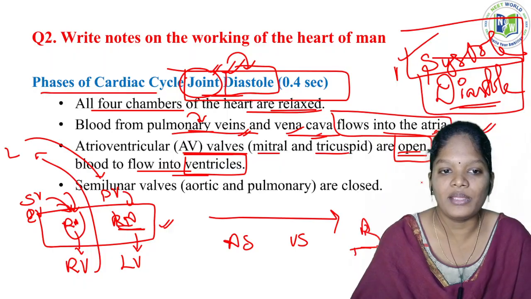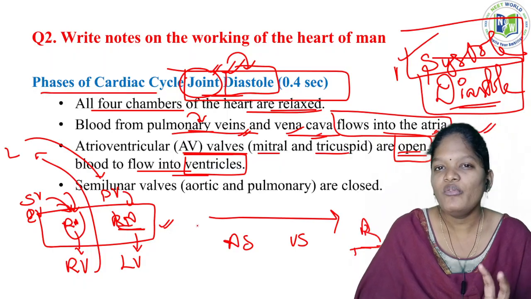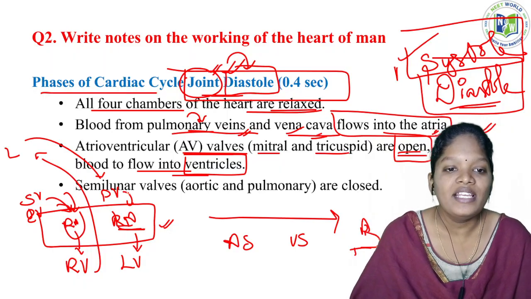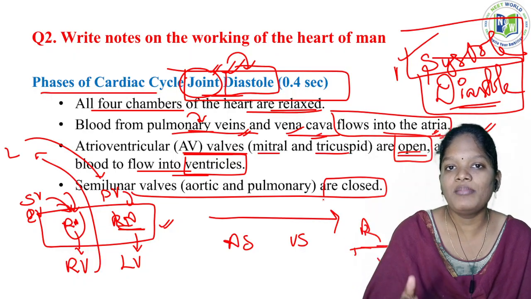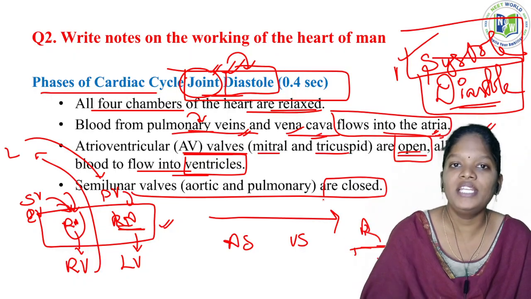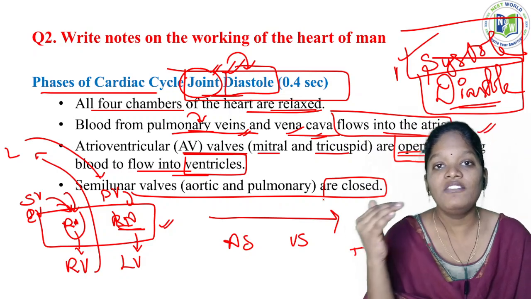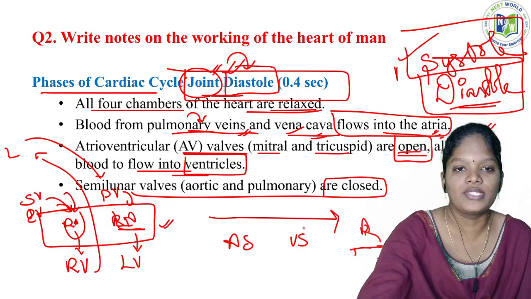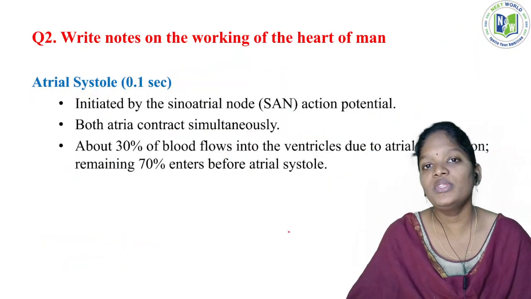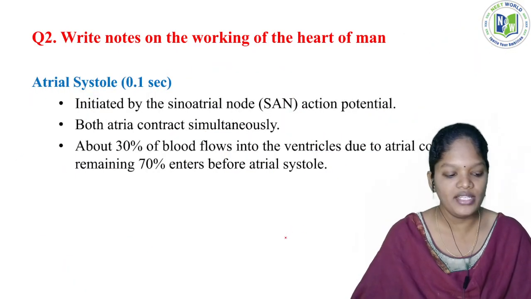Now, which valves are closed here? Semilunar valves are closed. Semilunar valves prevent the backflow of blood from the pulmonary artery to the right ventricle and from the aorta to the left ventricle. So those valves are closed. That is the condition in case of joint diastole.